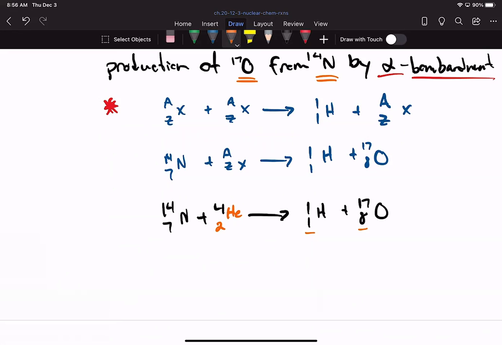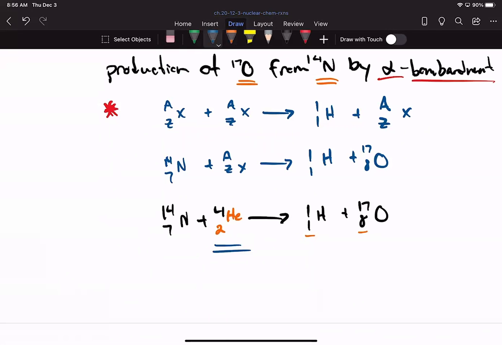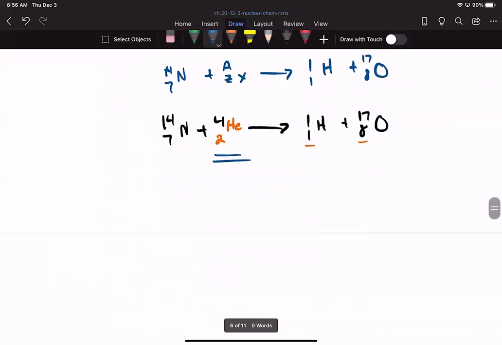So this is how we produce oxygen 17 from nitrogen 14, as we hit it with this alpha particle, right? We're hitting it with that, and we're going to get this new nuclide here. So this is the general rule for alpha bombardment, but we do start with this general formula. So anytime we use alpha bombardment, start here, right, and work your way down.